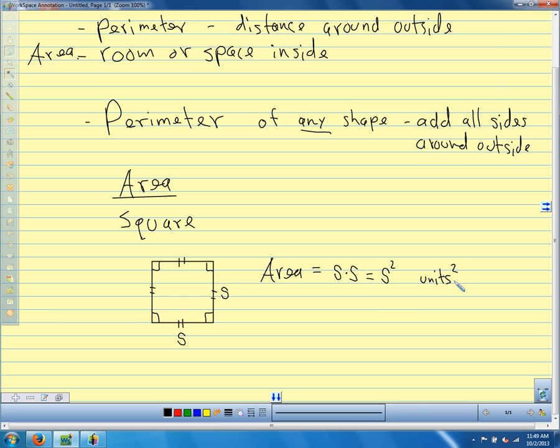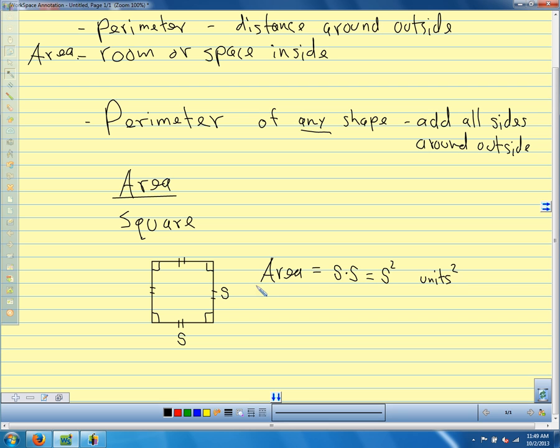Now on the test, there'll be some area problems and some perimeter problems. We're going to ask you to use the units, because saying that something is 2 inches is different than saying that it's 2 square inches. So we want to make sure we're talking about the difference between area and perimeter.